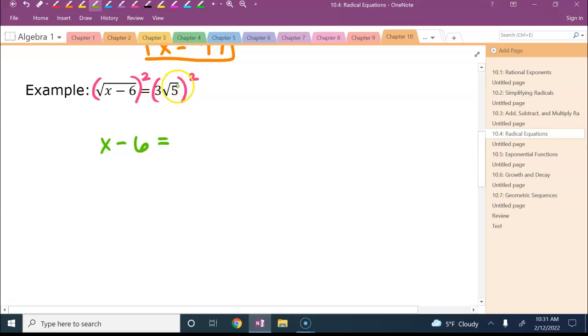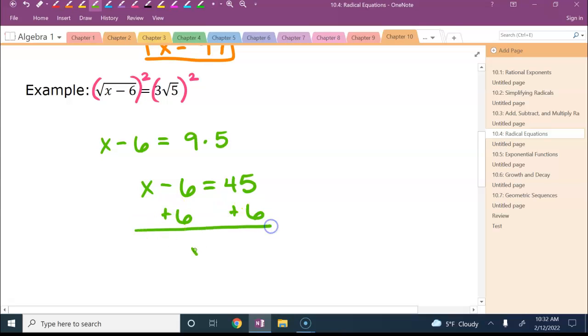When you square this side over here, you have to square both the 3 and the square root of 5. So 3 times 3 would be 9, and when you square that square root of 5, it's just going to become a 5, because that's going to come out of the square root sign, just like the x minus 6 came out of the square root sign. So then I have x minus 6 equals 45. So then I would add 6 over, and I would get x equals 51.